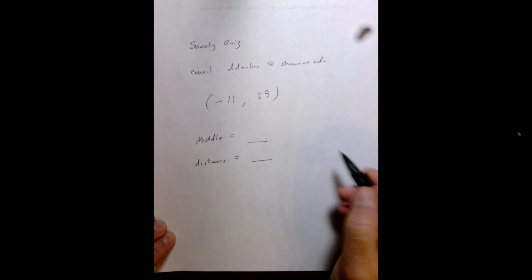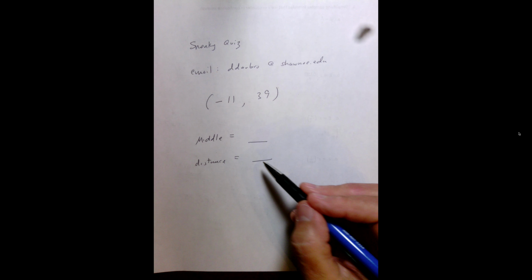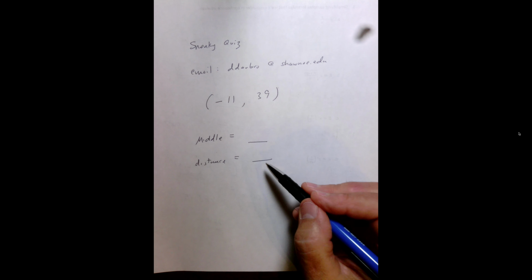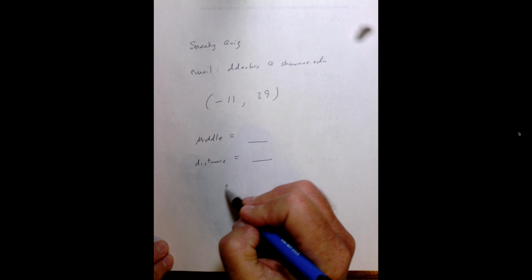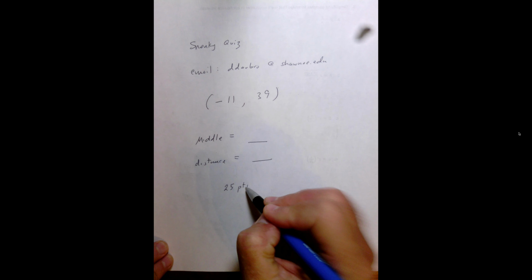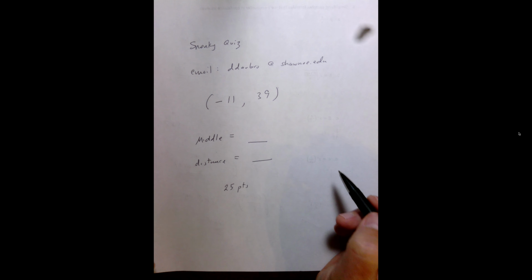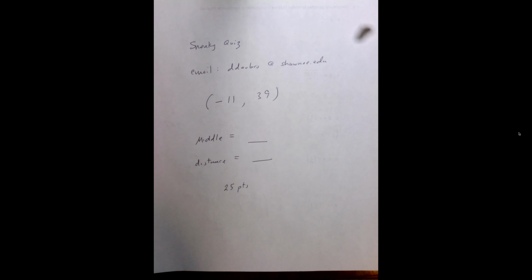So two things. Email this to me before the assignment for this lesson is due, and you get 25 out of 25 points. Don't email that to me, you get 0 out of 25 points.